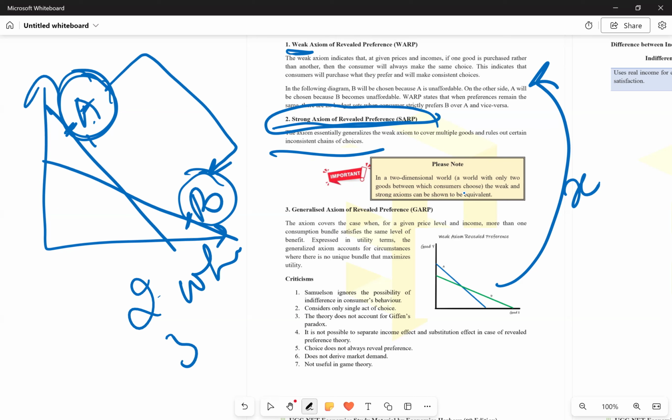Then your generalized axiom of revealed preference. The generalized axiom states that in reality, you can consume different bundles of goods, and those different bundles can give you the same level of utility. So, for example, let's say if I have a four-wheeler, to reach a place, it takes me 1 hour.